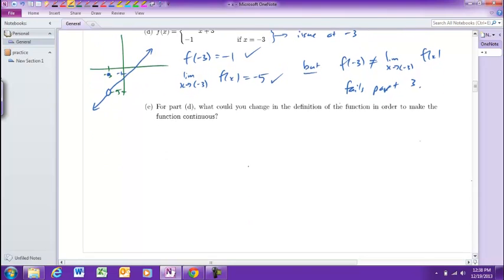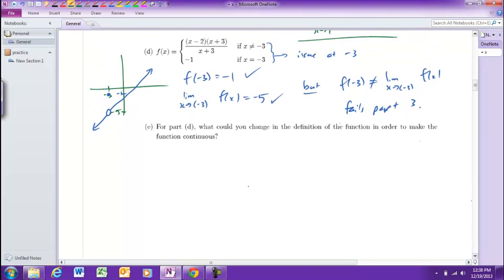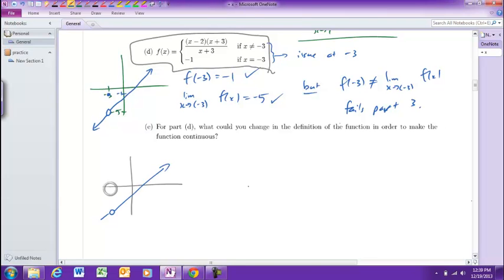And the last thing I want to mention is, for this last example, part D, what could I change about this function? If I wanted to redefine this somehow or change a number to make this thing continuous, how would I do it? What I'm looking for here is this dot right here. Suppose instead of putting that dot up here at the y value of -1, I put it right there at the y value of -5, and I filled in that hole.